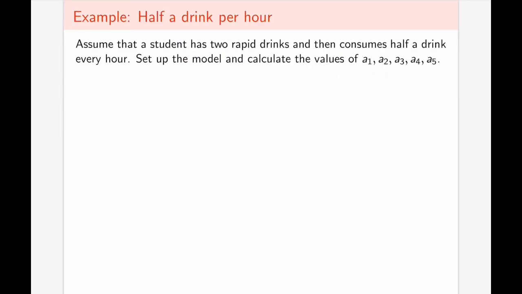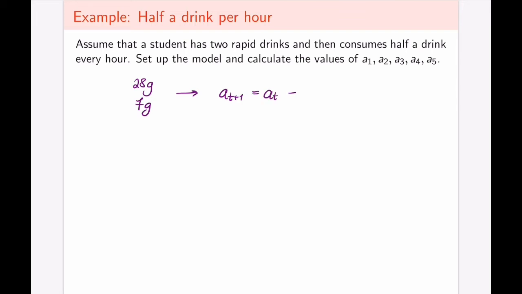So here's our first example, half a drink per hour. We're going to assume that a student, or any human really, had 2 rapid drinks and then consumes half a drink every hour. So 2 rapid drinks are 28 grams of alcohol, and that is our starting amount. And half a drink per hour is 7 grams of alcohol as an addition to it. Using these 2 pieces of information, we can rewrite our model with the new numbers.